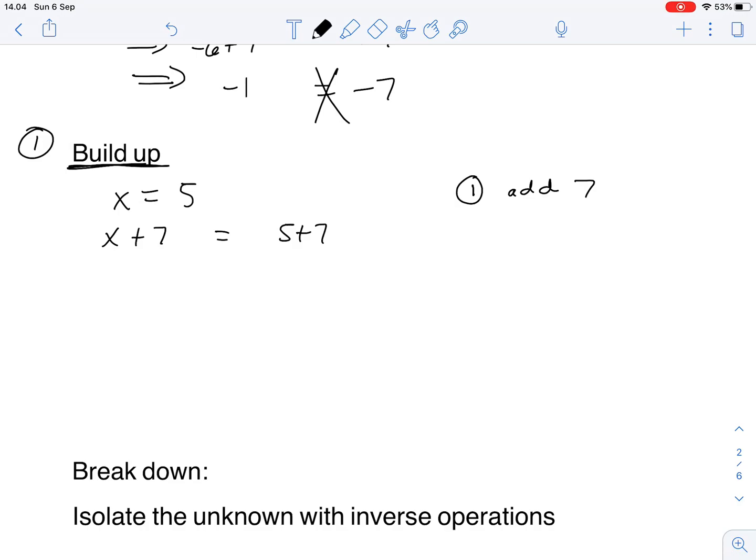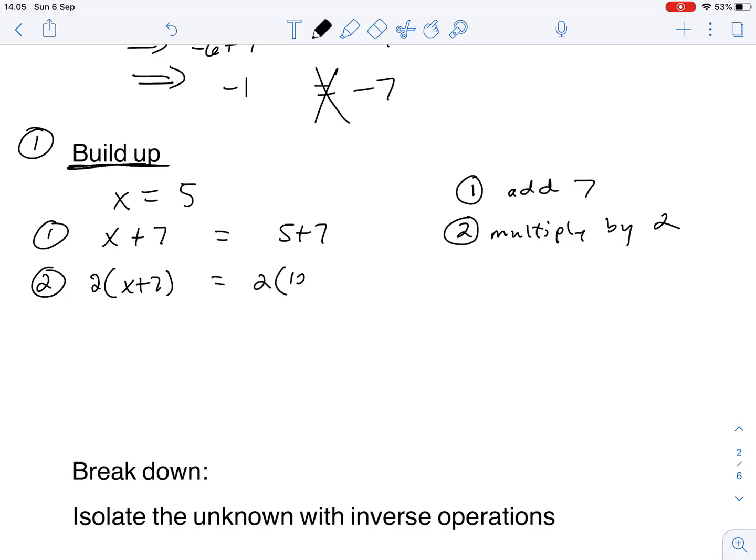Next, what do you want to do? Let's multiply by 2. So now, and this next step, we'll call this 1, this is 2, I'm going to multiply everything by 2. And 5 plus 7 simplifies to 12.